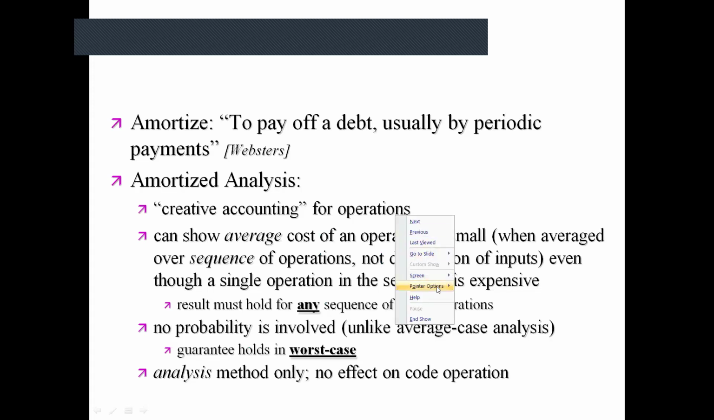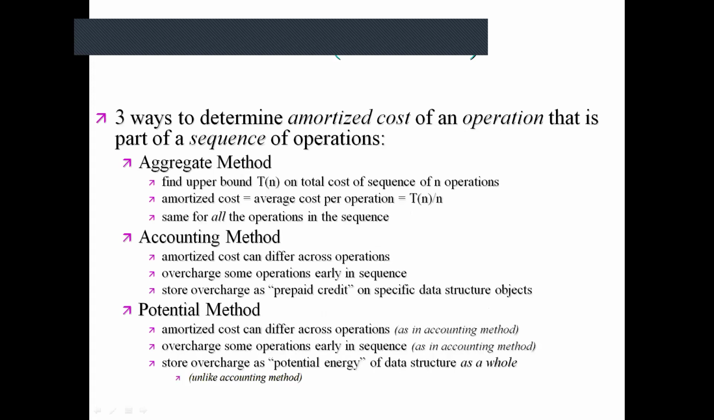So basically, we can see here that to amortize is to pay off a debt, usually by periodic payments. It's a term that deals with the banking system where you pay off a loan or a debt by some installments or some regular periodic payments every month. So the term amortization comes from the banking sector. Here we're going to look at algorithm analysis methods, basically three of them that come under amortized analysis, that is the aggregate method, accounting method, and potential method.